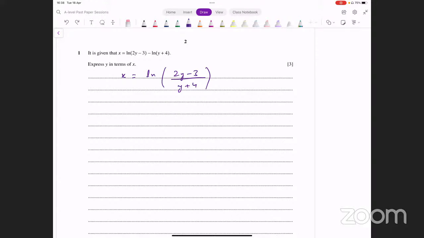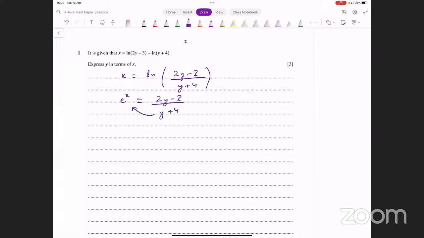Now, since we want to make y the subject, we can get rid of this log. How do we do that? We know कि log की base e होती है. अब जब log की base e है, ये दूसरी side पे जाके x की base बन जाएगी, and it would become e raised to power x on the other side like this. And we have e raised to power x equals (2y minus 3) divided by (y plus 4).